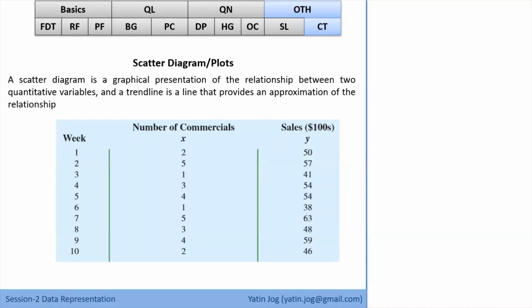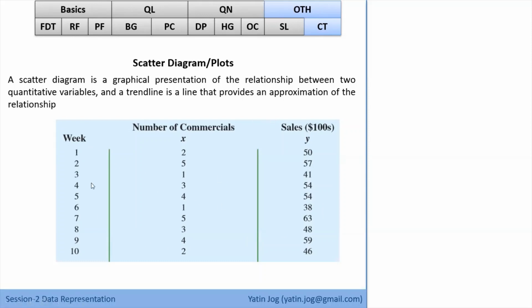Next is the graphical representation of two variables. For this we use scatter diagrams or scatter plots. A scatter diagram is a graphical representation of the relationship between two quantitative variables, and we can add a trend line in Excel. I'll show you how to do that. The trend line provides an approximation of the relationship, whether we have a positive relationship or a negative relationship.